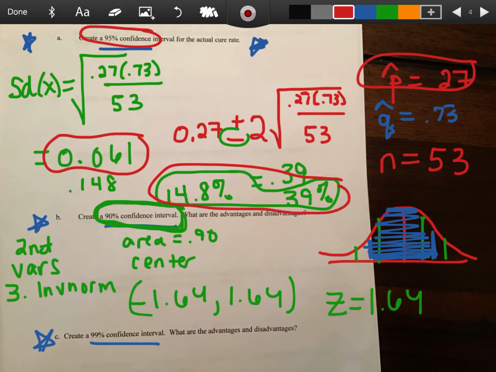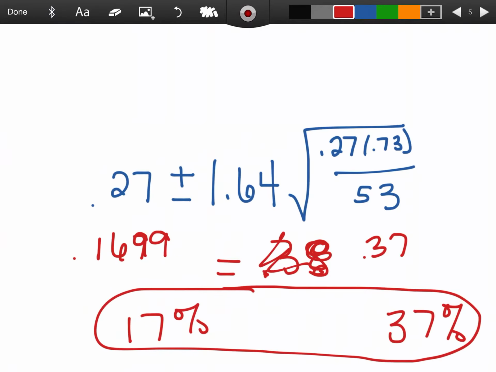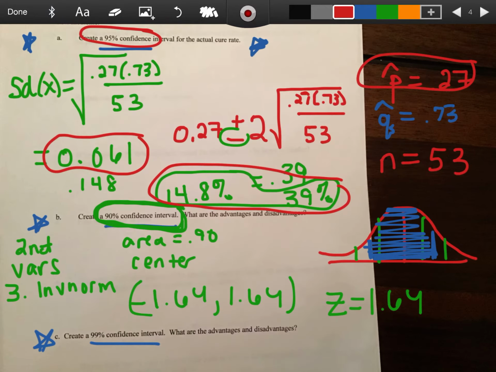I want you to compare. I shrunk it in a little bit. I was between 15 and 39, and now I've shrunk it in to be between 17 and 37%. So I shrunk in my little window. That makes me a little less confident that I grabbed that actual true proportion.